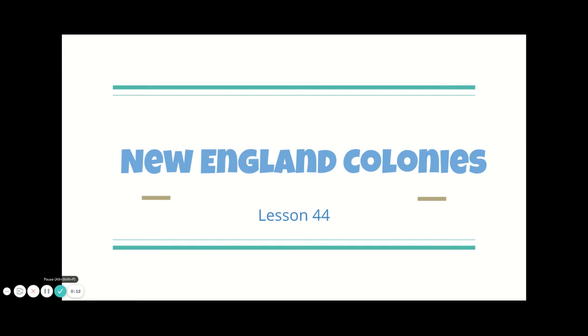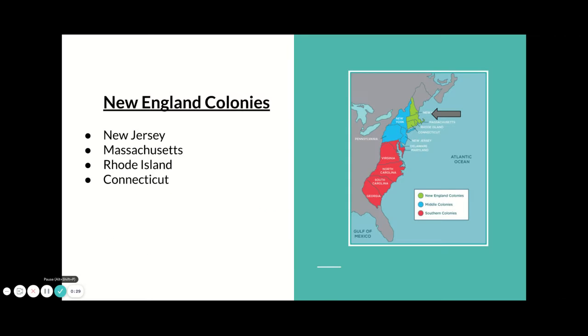Yesterday we started talking about just a brief overview of those 13 colonies, and we split them up into three kind of regions: the New England colonies, the middle colonies, and the southern colonies. Today we're going to focus on the New England colonies. We're going to talk about some vocabulary terms and what brought people here, and then some important people.